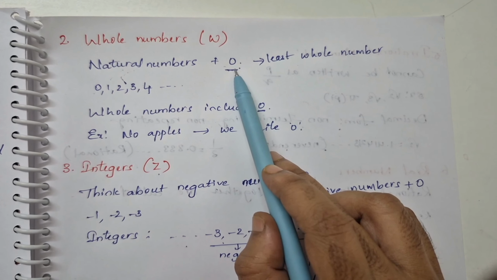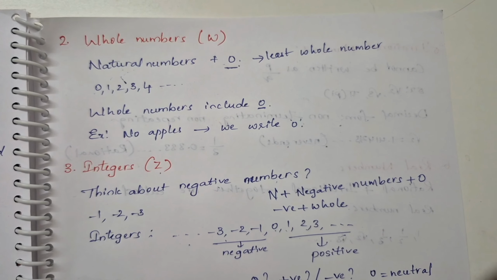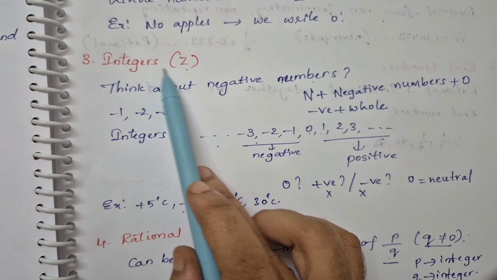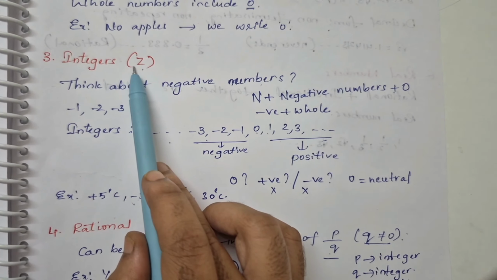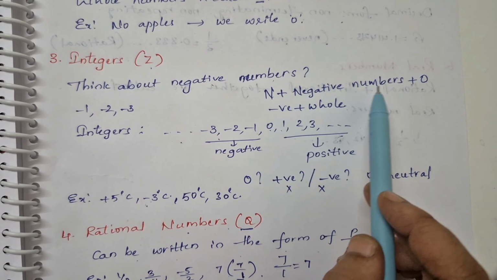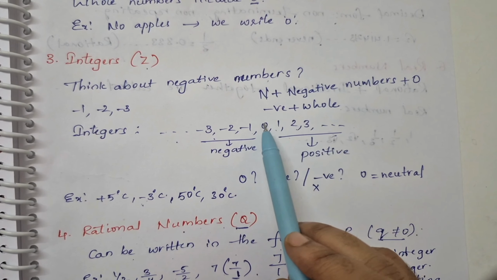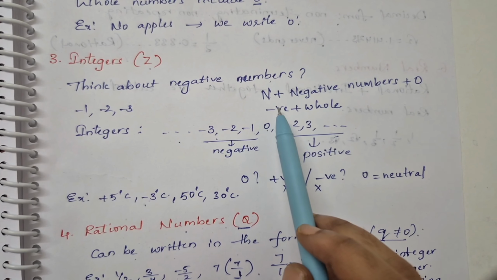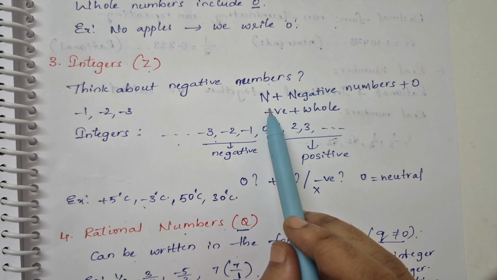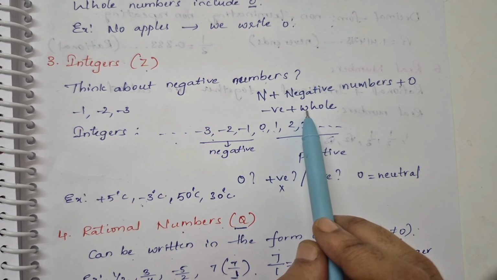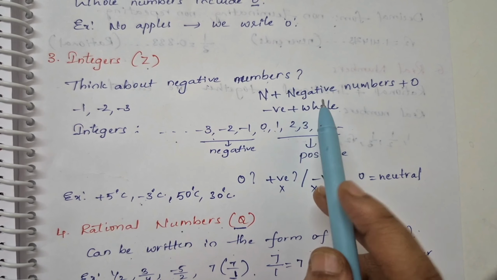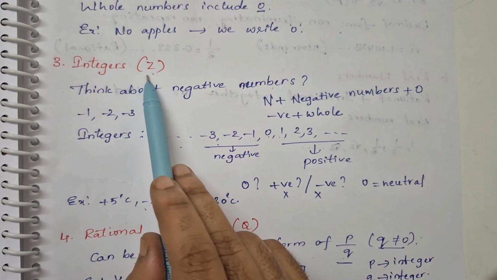Okay, and integers. Integers are nothing but negative numbers, 0 and positive numbers, or else we can say natural numbers and negative numbers along with 0, or negative numbers along with whole numbers are called integers. Okay, and we represent using capital Z.